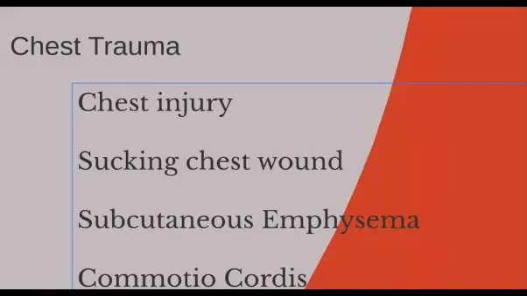So apply an occlusive dressing, taped on 3 sides, monitor for signs of tension pneumo, and of course that's going to be tracheal deviation, and then transport urgently.